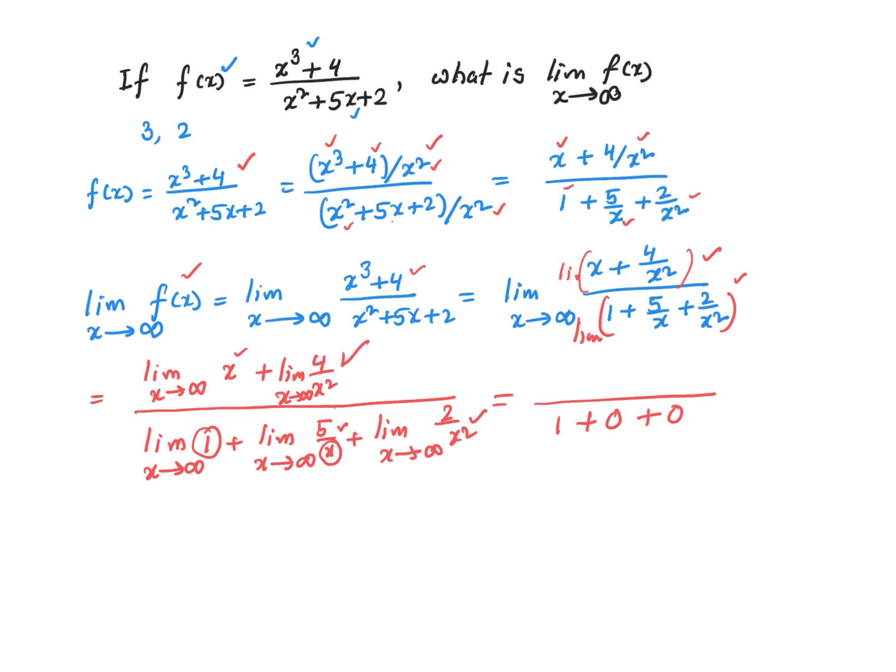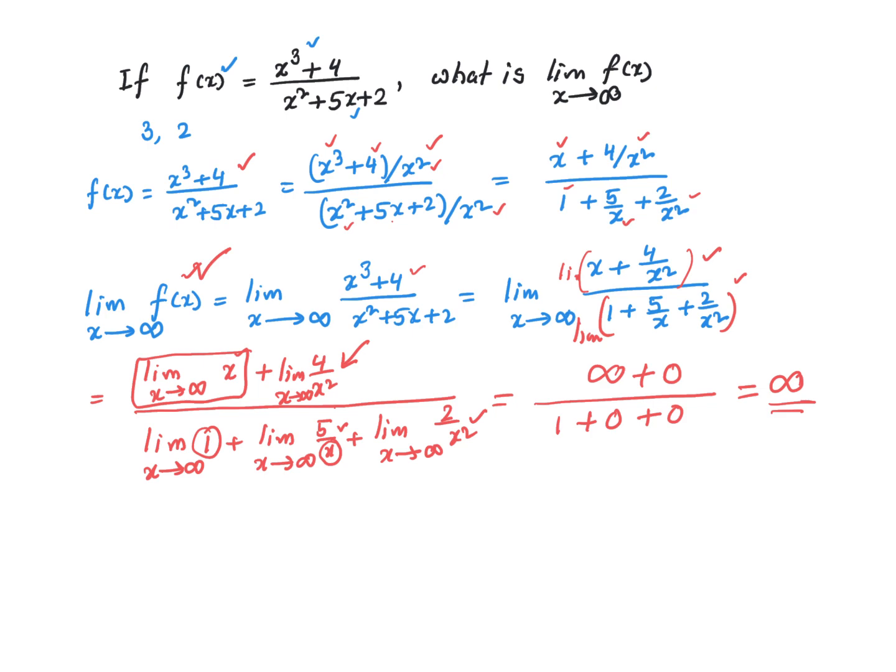The same argument holds for the numerator: the limit as x approaches infinity of 4 over x squared is 0. However, the term limit as x approaches infinity of x is nothing but infinity. So as a result, the ratio approaches infinity. Hence, the limit of this function becomes infinity as x approaches infinity.